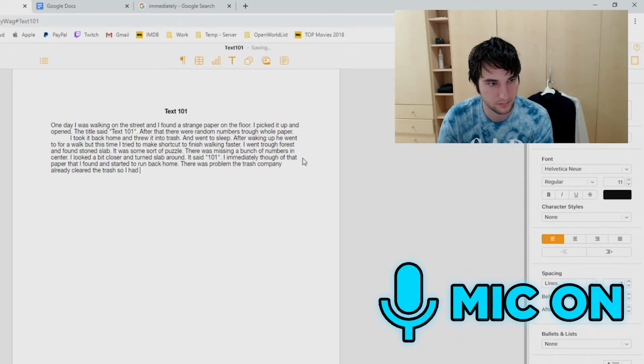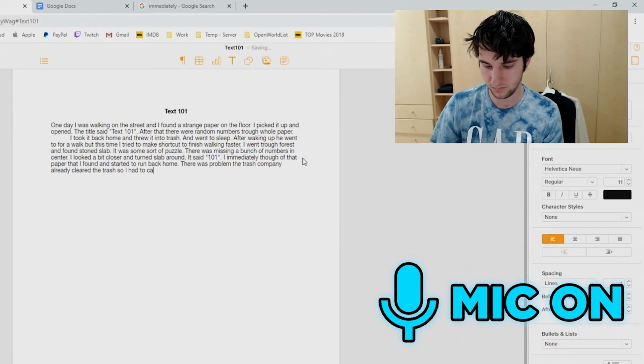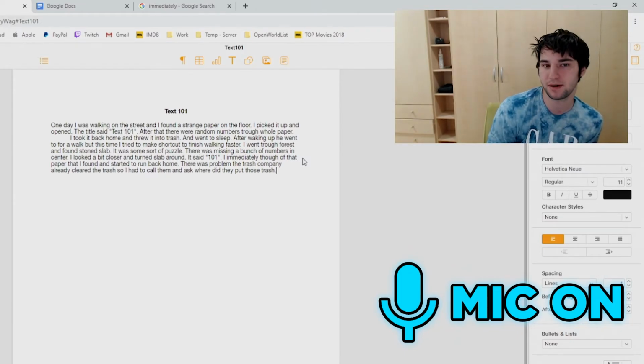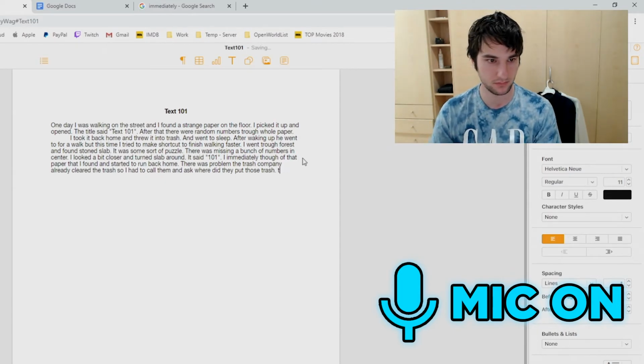There's 101 on the back, so he immediately thought of the paper because it makes a connection in his brain: he found a paper with 1 0 1 on the top, and the stone slab with 101 on the back. So he goes back home to the trash, but the company that takes care of the trash already cleaned it up. So now it's going to be more complex, it's just to make the story a bit more interesting.